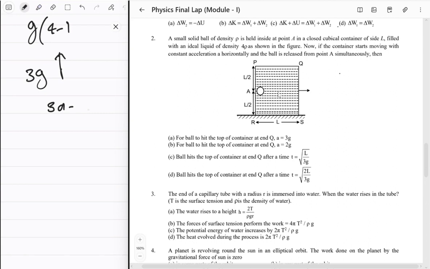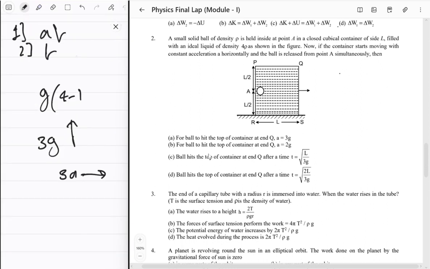So this is the acceleration direction. 3A in that direction, 3G in that direction, and if it has to hit Q, then of course what should happen is that A must just be 2 times G. So A equal to 2G if it has to hit at Q. So B is correct. And what else?